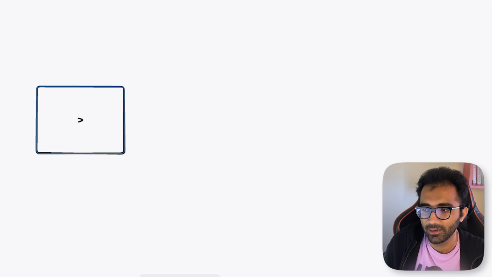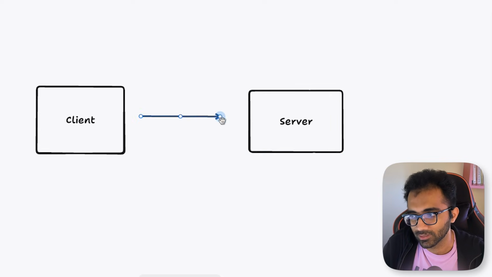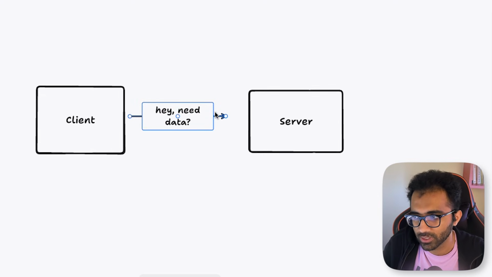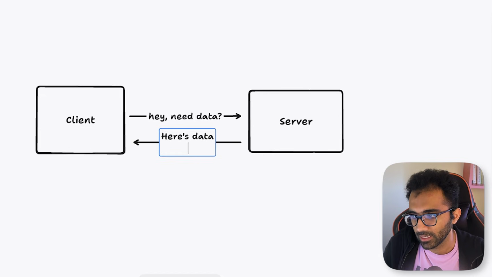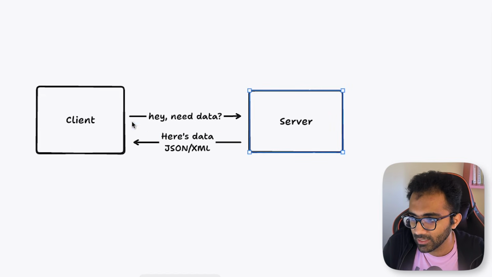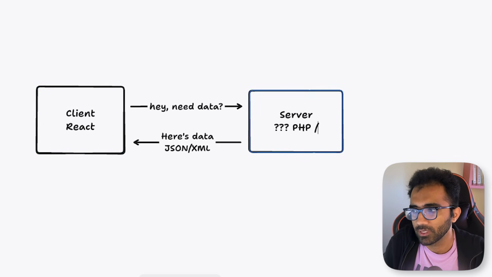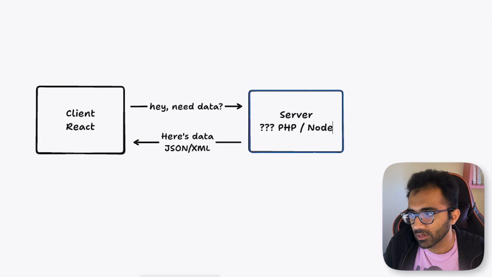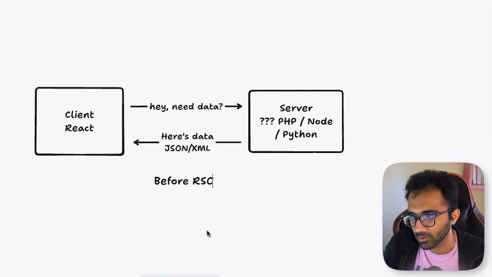Now, to put this into English, what they are saying exactly is that there is your client and there is your server, right? Typically, the architecture for the longest time in React applications is that your client says, hey, need data, right? A basic simple fetch call before React server components. And the server will say, okay, here's data in JSON, XML, whatever your server supports, right? The client is in React and the server could be anything. It could be PHP, it could be Node.js, it could be Python, whatever, right? It could be any sort of thing other than React, because it did not make a lot of sense to run React on servers. This was before React server components were there.